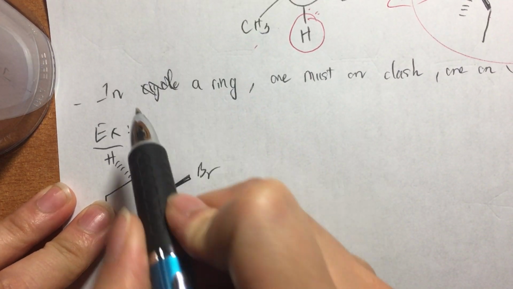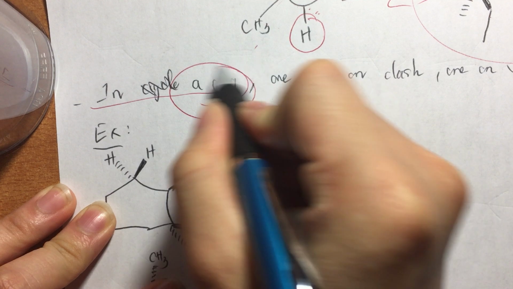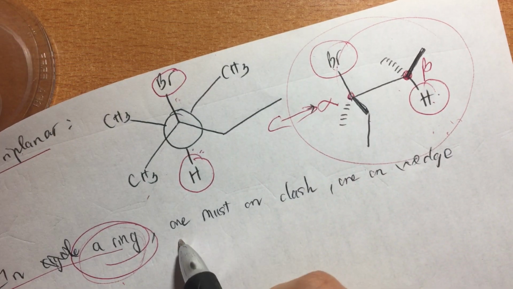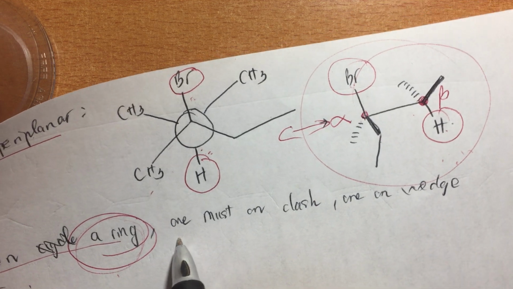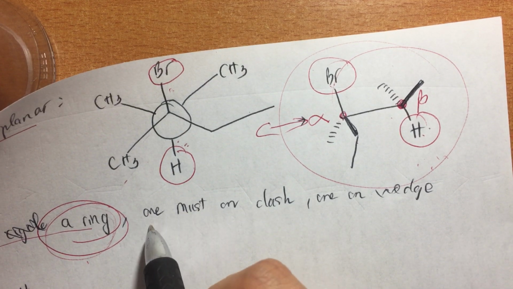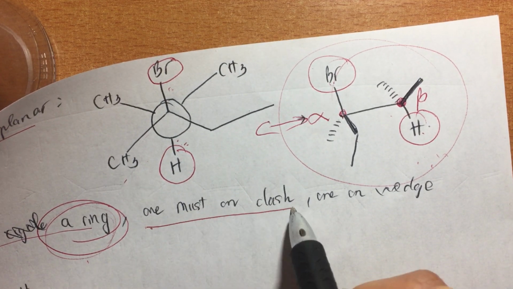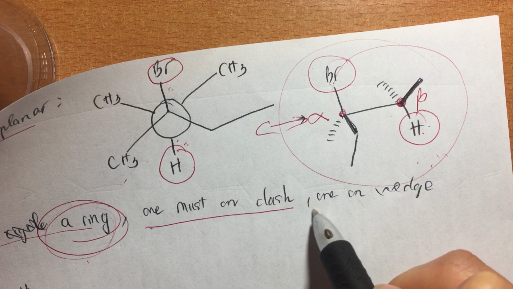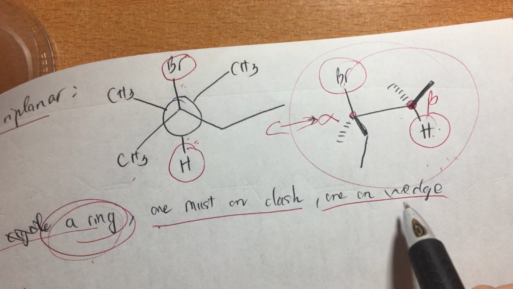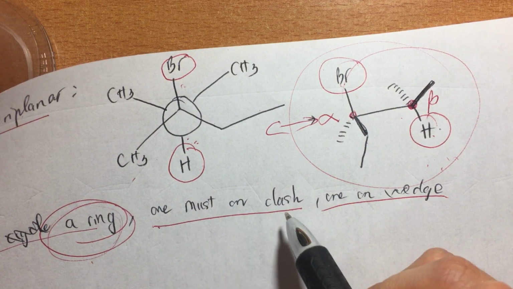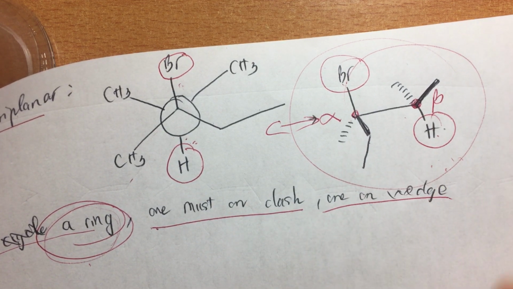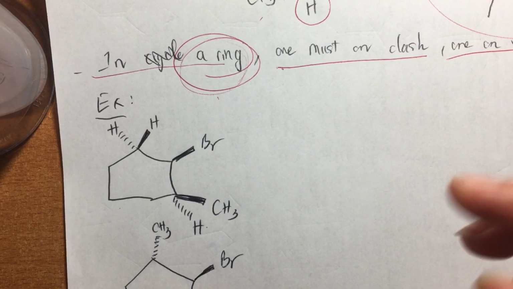In another case, when we see a ring, the hydrogen and the halide are really clear to see if the reaction occurs or not, because if the hydrogen is on dash, then the halide must be on wedge, or vice versa. If the hydrogen is on wedge, then the halide must be on dash for a reaction to occur. If neither of these happens, then no reaction occurs.